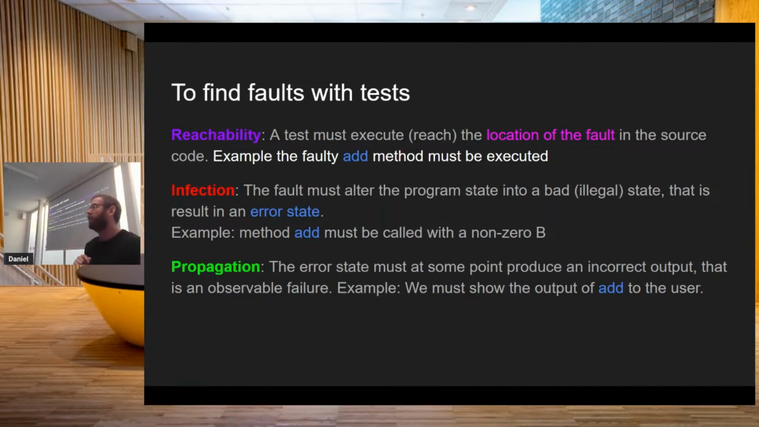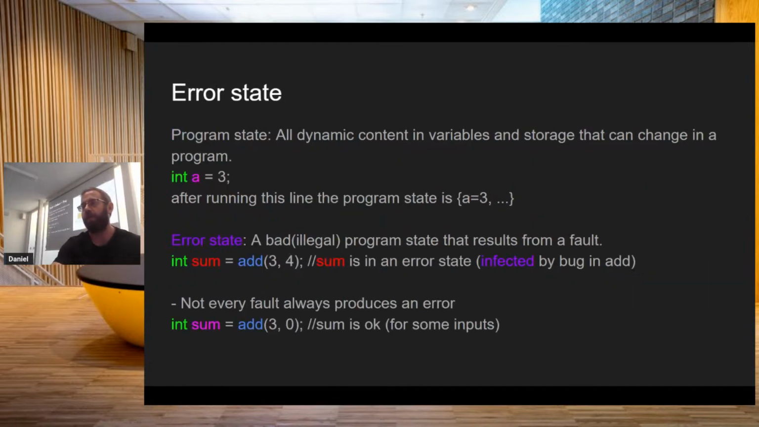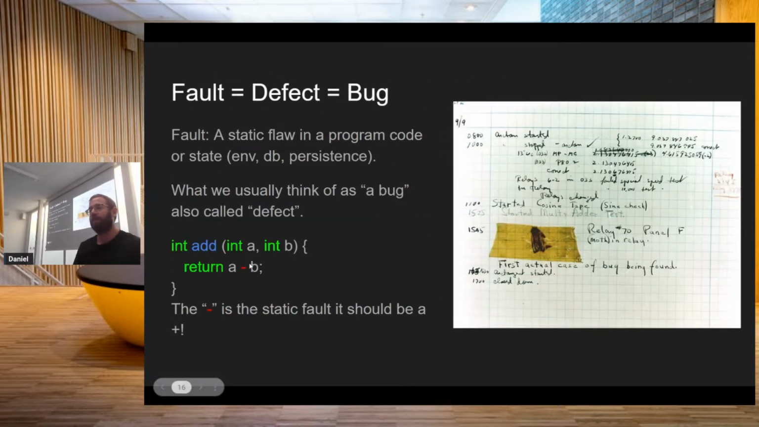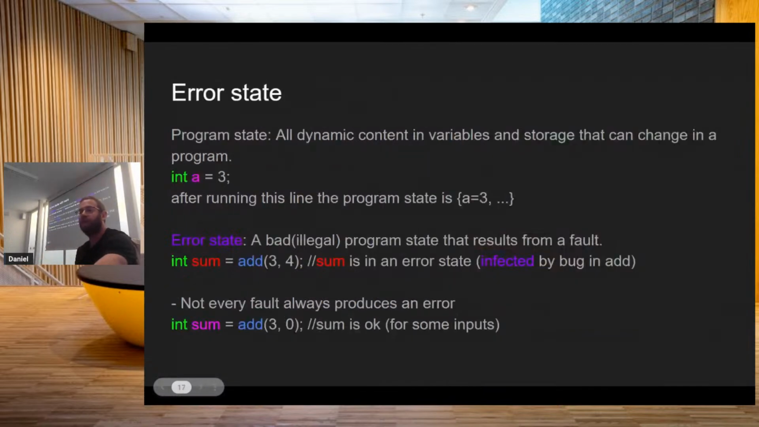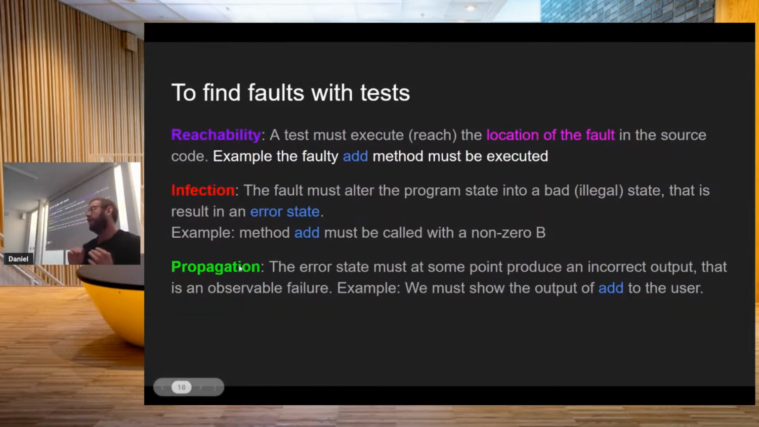And then an infection must happen. The fault must alter the program state into a bad or error state, into an illegal state. So we need to have a non-zero B for this to happen. Since B needs to be non-zero, it could be a negative number, it could be a positive number, but it cannot be 0.